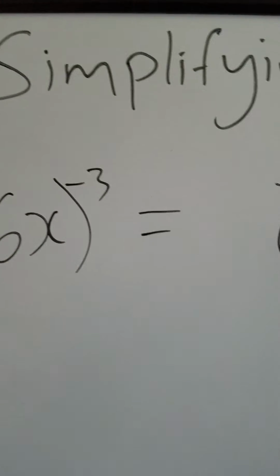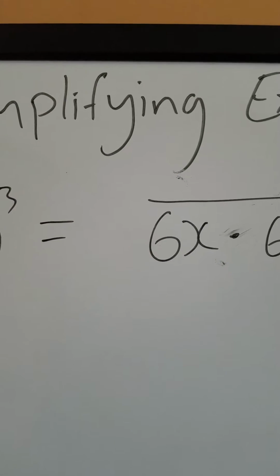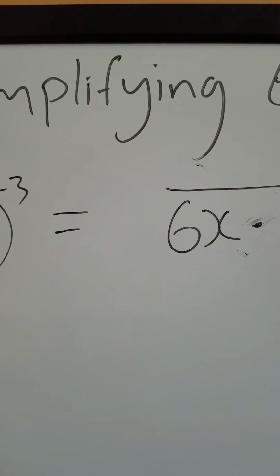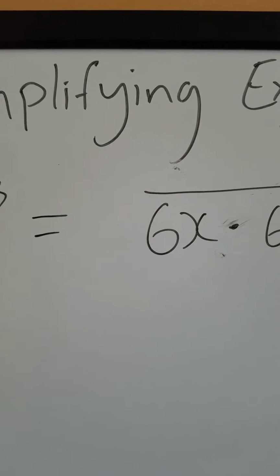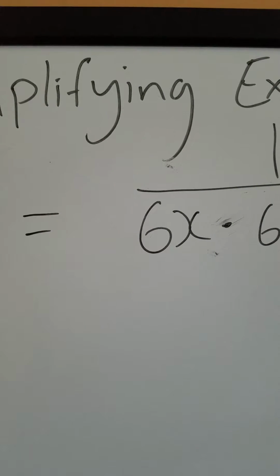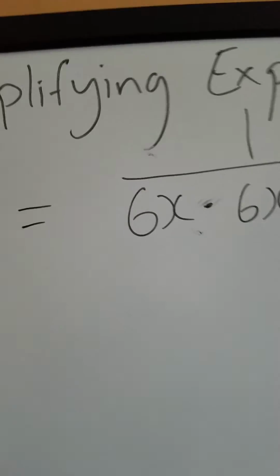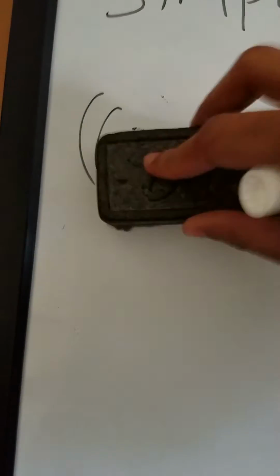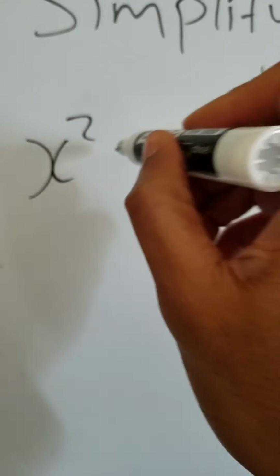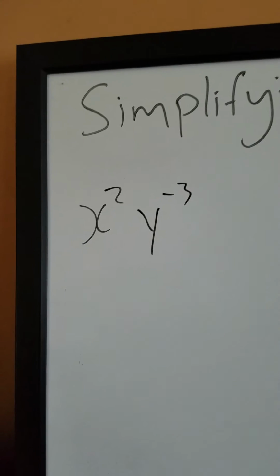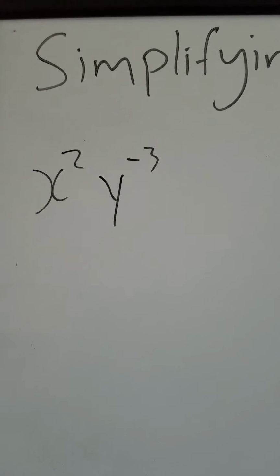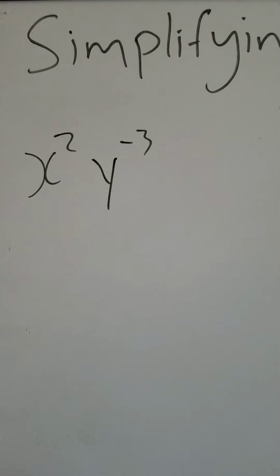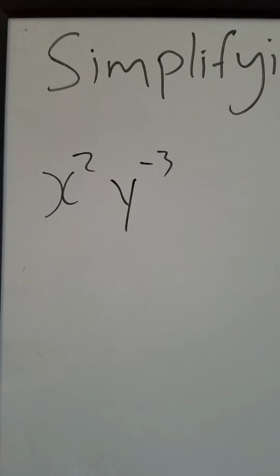Let's see if we can try another one real quickly. How about, let's see. Well, how about we try 2 different variables? Alright, we're going to work with x's and y's. We're going to work with x squared times y to the negative 3. Now we cannot multiply the x and y and get a number out of it because these are variables. They're always going to remain x's and y's.